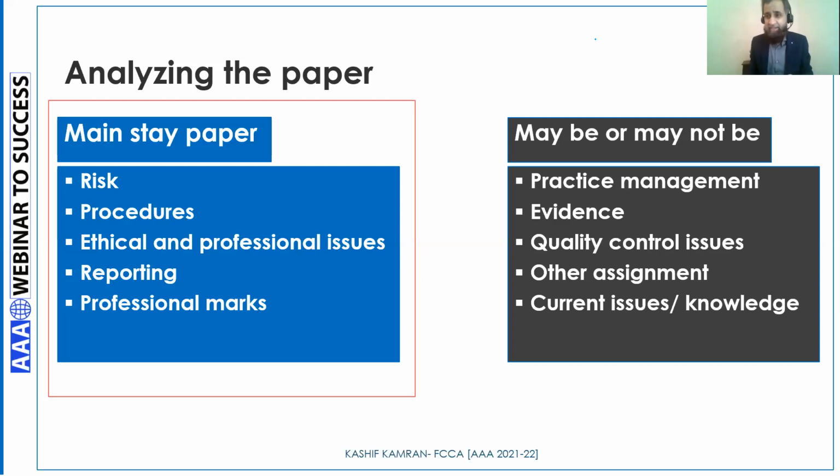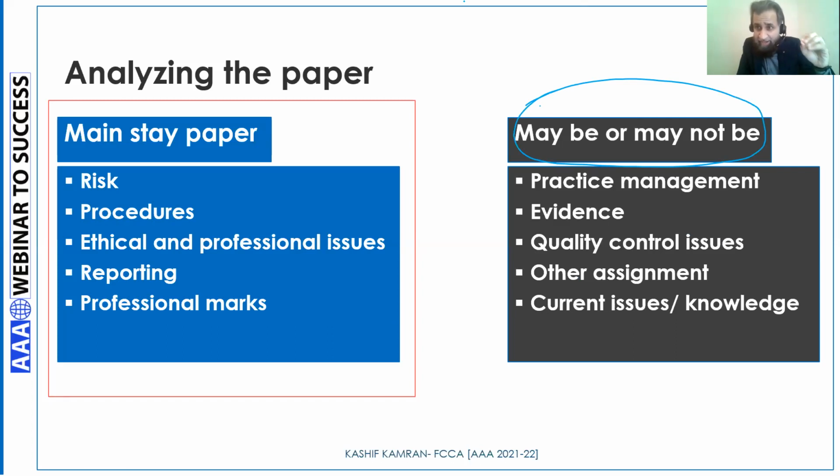On the right-hand side is maybe or may not be. Sometimes you get a question on practice management, sometimes you don't. I hope you know what practice management is, right? Yes, Hamza, in the recent past, practice management has come regularly, but not in every single exam sitting, right? So we cannot say it's a mainstay, but yes, in the recent past, the examiner has focused a lot on practice management. But practice management may be and may not be.